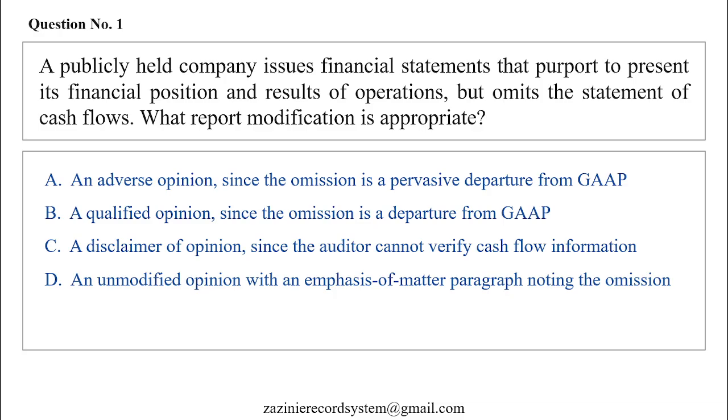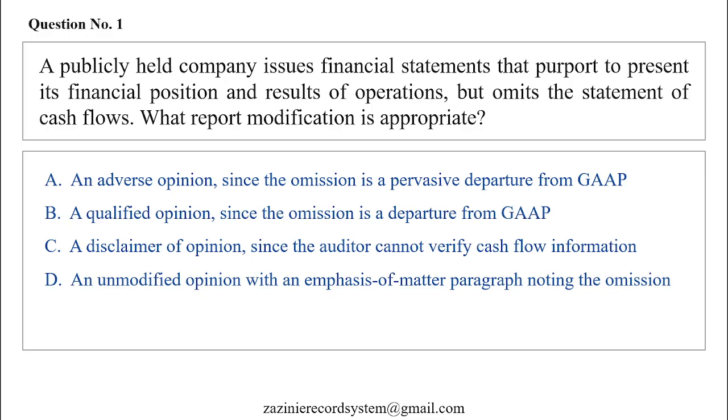Question number 1. A publicly held company issues financial statements that purport to present its financial position and results of operations, but omits the statement of cash flows. What report modification is appropriate? Letter A. An adverse opinion, since the omission is a pervasive departure from GAAP.